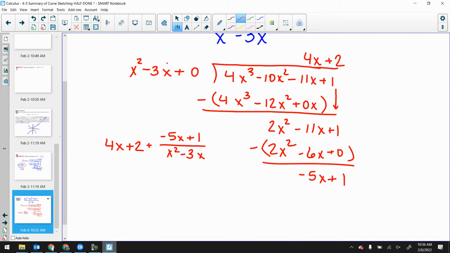Now, that's the formal way to write what it would look like if you divide. But do I even need to worry about my negative 5x plus 1 over x squared minus 3x? No. Because the remainder is 1 degree smaller than the denominator, if I stretch this to infinity, that will be negligible. This whole thing goes to 0, right? Because the denominator is bigger than the numerator, it will end up being a smaller number on top than on bottom. So it's going to go to 0. So I know the equation of the slant asymptote is y equals 4x plus 2.